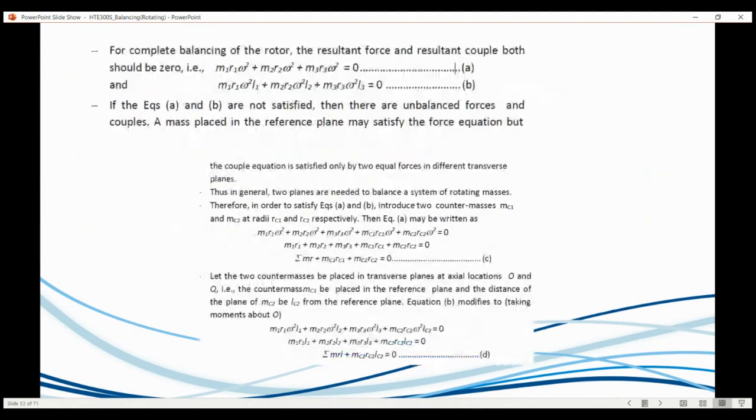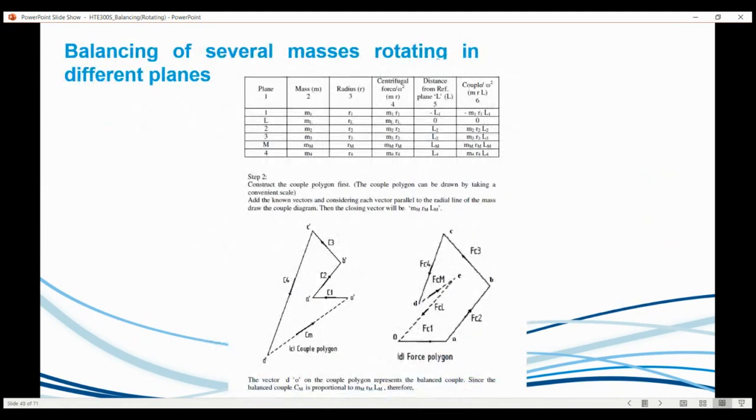So there are two different types. Likewise, we have two different graphical polygons. One is the couple polygon, which is the MRL polygon, which you have to draw based on this. We also have the force polygon, which is the MR part, which you're obviously familiar with. This is the static balance part. This is the dynamic balance part, and this is the static balance part over here.